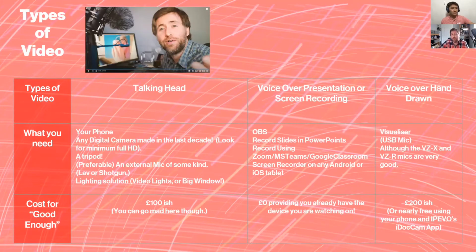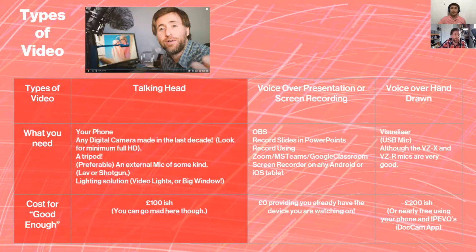So the first type of video is a talking head video, which is just somebody's head and they are talking to you. All you need for that really is your phone. But you can use any digital camera made in the last decade. Look for something with a minimum of full HD resolution. I really recommend you get a tripod, so you don't get a shaky picture if you're going to use your phone or otherwise. A lavalier mic or a shotgun microphone is also really good. Those are just external mics, okay? They improve sound quality from just what your phone or camera can record.